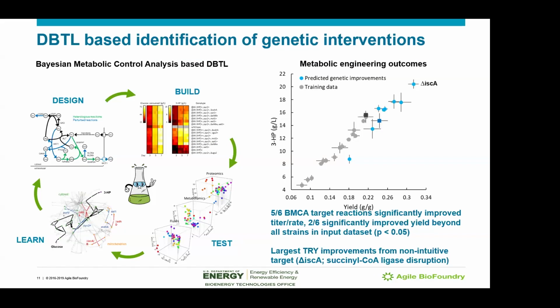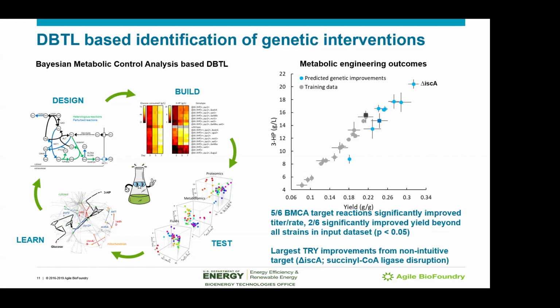So moving on to the practical implementation of our predictions in real organisms, here we evaluate the outcomes of applying predictions generated by the Bayesian Metabolic Control Analysis tool. As you can see on the right, 5 out of the 6 predictions significantly improve titers, rates, and yields. So this underscores the robustness and reliability of our model.